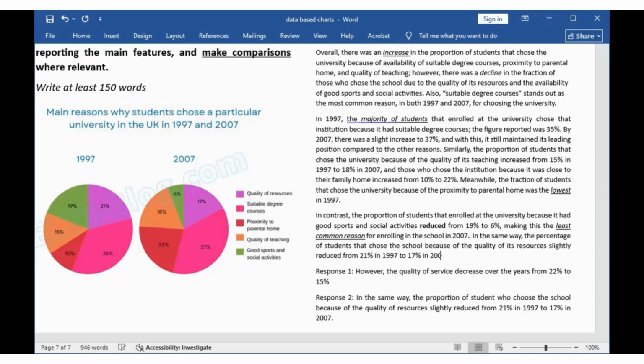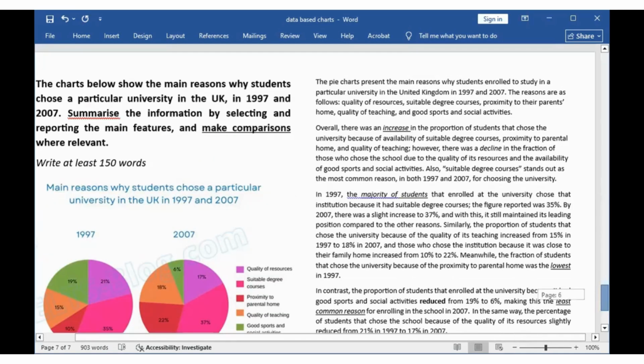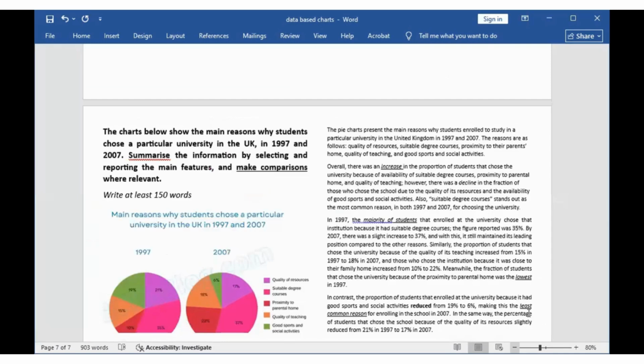17% in 2007. Full stop. Ladies and gentlemen, that's all for this pie chart report. Okay? That's all for this pie chart report.